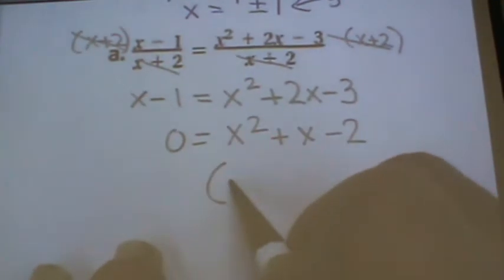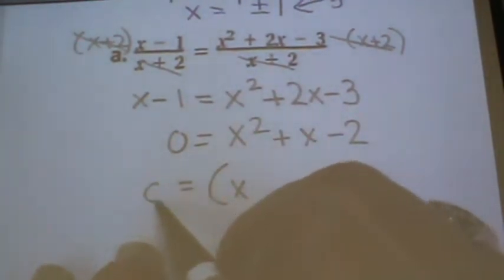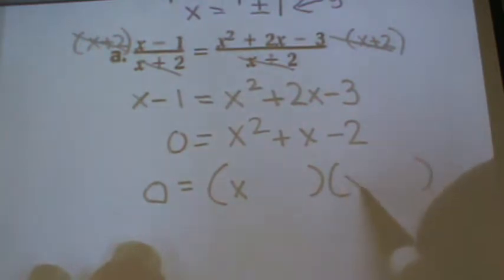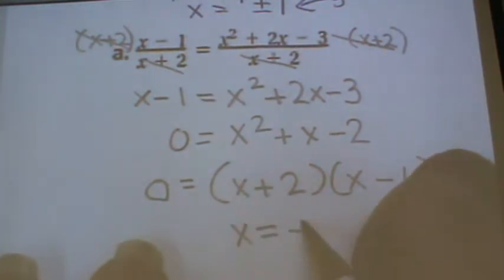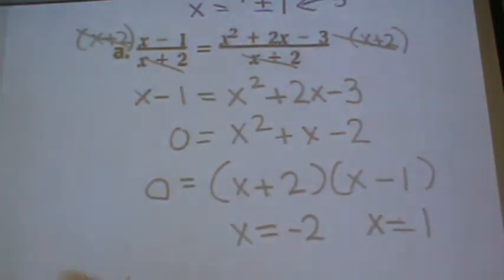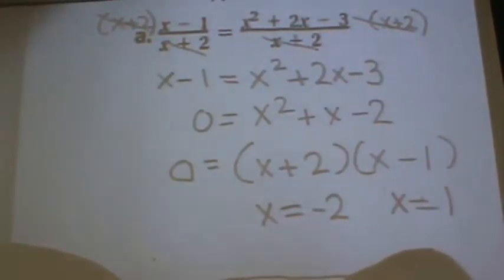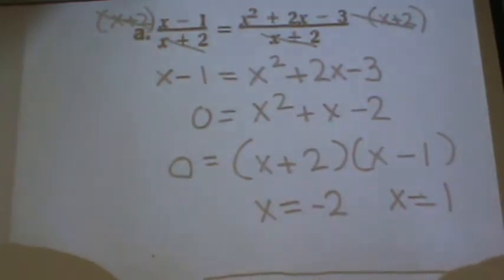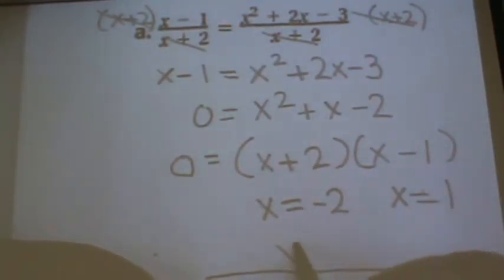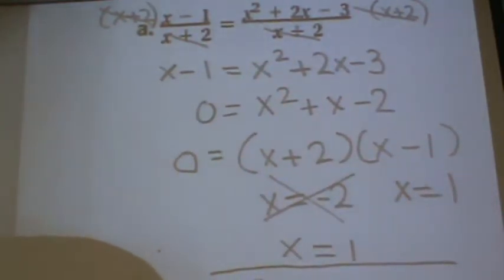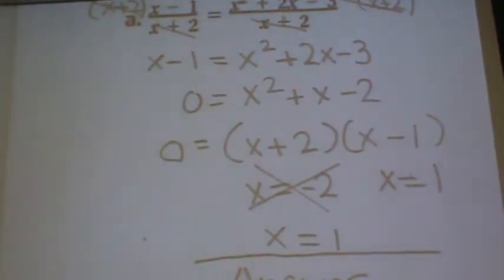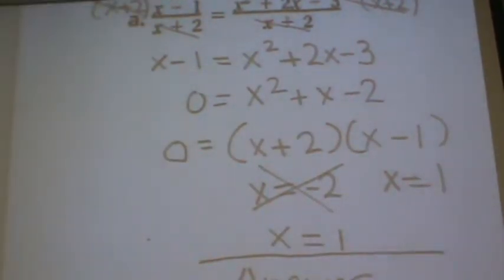Then what? Factor. How does this factor? X plus 2, x minus 1. What are your answers? X equals 1. Okay, so on the answer line, what would you write? X equals 1. Right, well, it depends on the directions, it is for the extraneous solutions. You don't include extraneous, so the answer's only 1. Negative 2 would give you a 0 denominator.